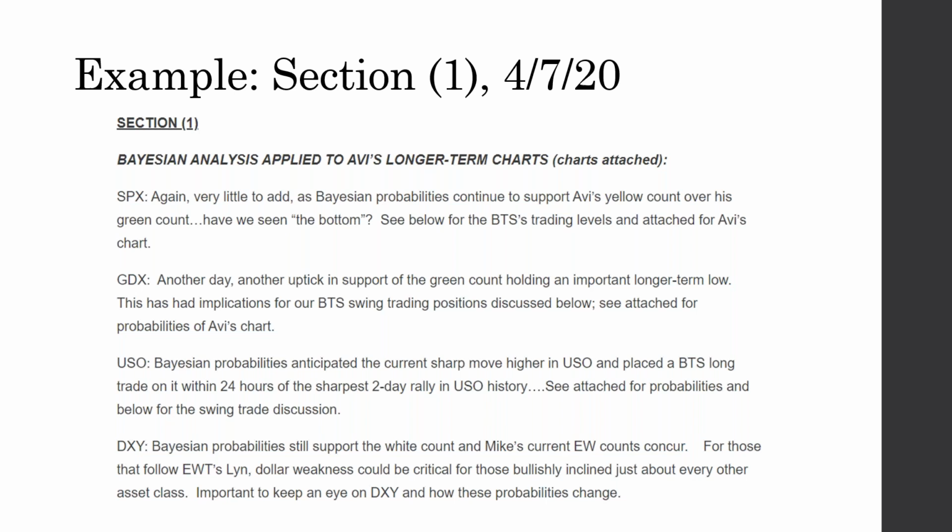The Bayesian probabilities continue to support Avi's yellow count over his green count. Keep in mind, this is from today. Beginning last week, you could go back and confirm all this by looking at the daily thoughts last week. All this is for you to observe and see. Nothing is hidden. I started talking last week that maybe this yellow count has a little bit more thrust behind it than we're thinking right now, and the probabilities started to indicate that as well. I do the same thing for GDX, USO, DXY, all of these, by the way. And a lot of these signals are now up anywhere between 7% and 30% just in a short week's time.